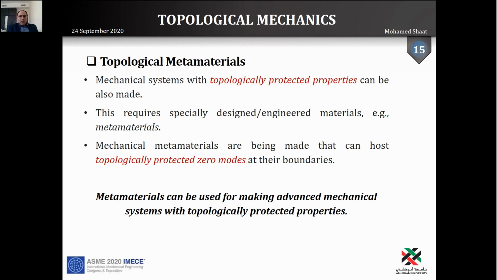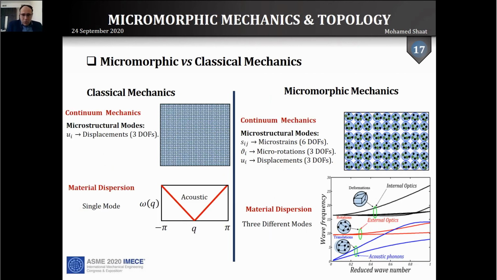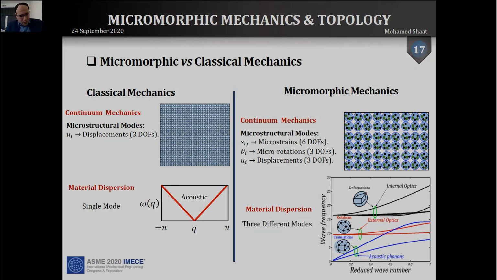But in the meanwhile, as I mentioned, this requires topological mechanics. Topological mechanics is a perfect tool that can bridge the gap between quantum and Newtonian physics and mechanics. We can use it to reveal the analogies of mechanical metamaterials with quantum matter, or topological quantum insulators, for example. Also, we can use it to reveal some of the topologically protected properties of these metamaterials, and then bring it to realize advanced mechanical systems. And this is actually what I'm trying to do in my research.